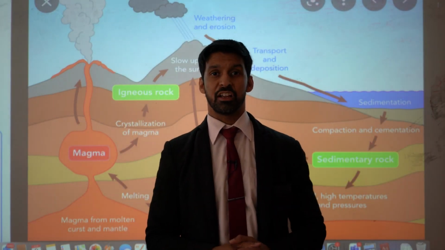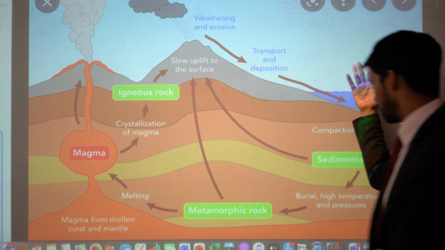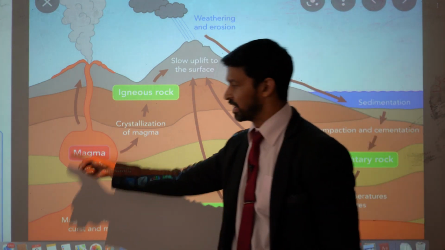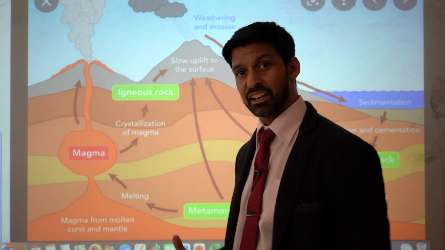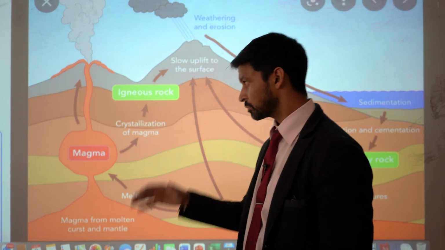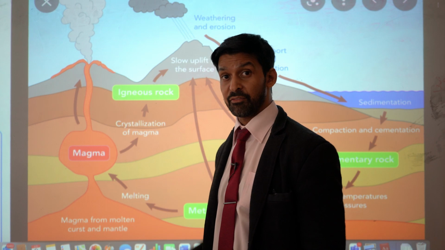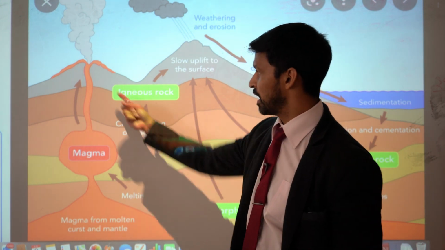Today we're going to be talking about the rock cycle. We've got our diagram over here, and this is where we're going to get started with magma. Magma is molten rock which has been heated up by the Earth's interior. When magma cools down, it forms igneous rock, which you find over here.